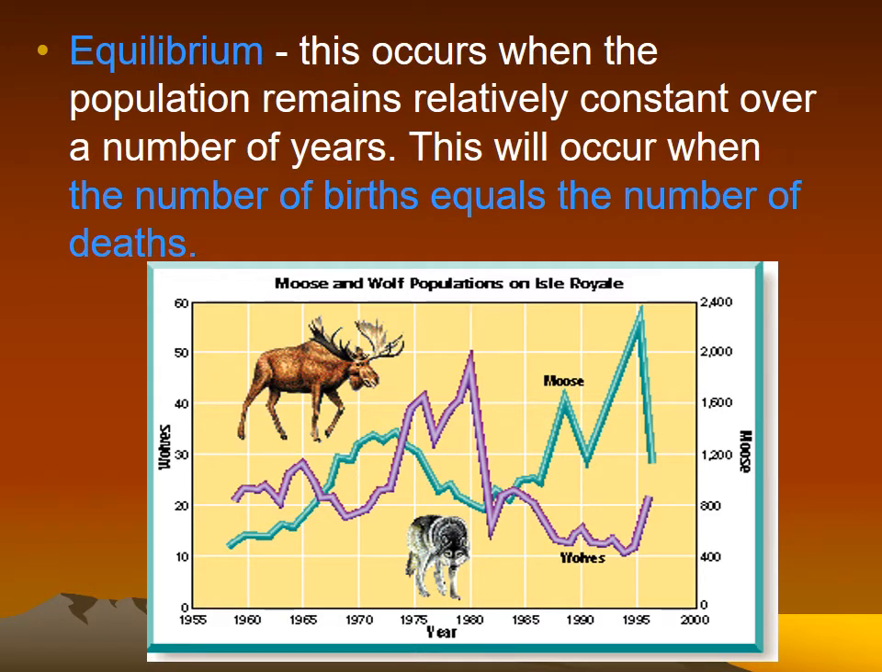All populations eventually reach equilibrium. You can think of this as an equal. It's an average. In other words, it's not growing or declining. It's somewhere in the middle. And we'll talk about what determines equilibrium in a few minutes here. But it's neither growing or declining. It's kind of found its spot around the average.